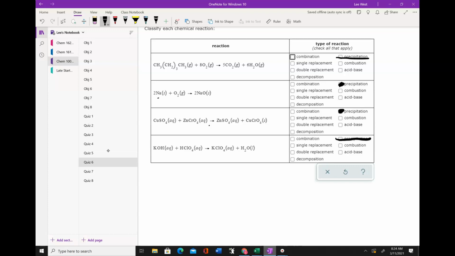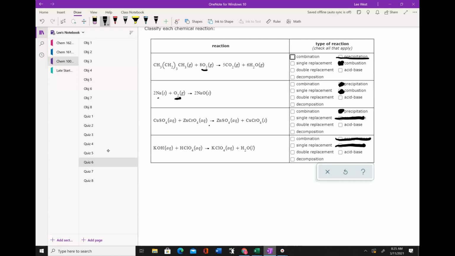To check for combustion, I'm looking for the presence of oxygen in my reactants. Oxygen, oxygen, no oxygen, it's not combustion. Okay, is it really combustion? Oxygen reacting with a compound to form an oxide, carbon dioxide. That is definitely a combustion. Sodium and oxygen forming sodium oxide. Definitely a combustion. All right, so that looks pretty good.